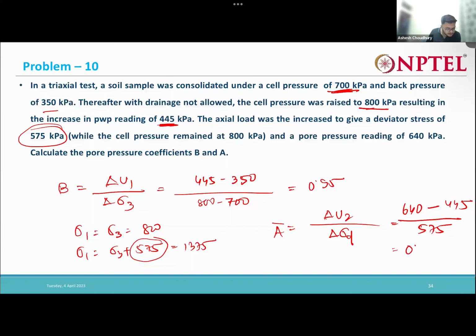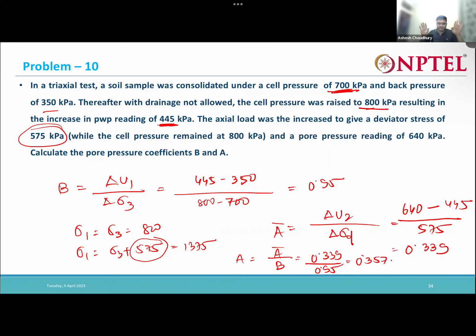This will actually be 0.339. So you got the A bar value. A will be nothing but A bar by B, 0.339 divided by 0.95, which will be 0.357. Okay, so I hope this is clear.